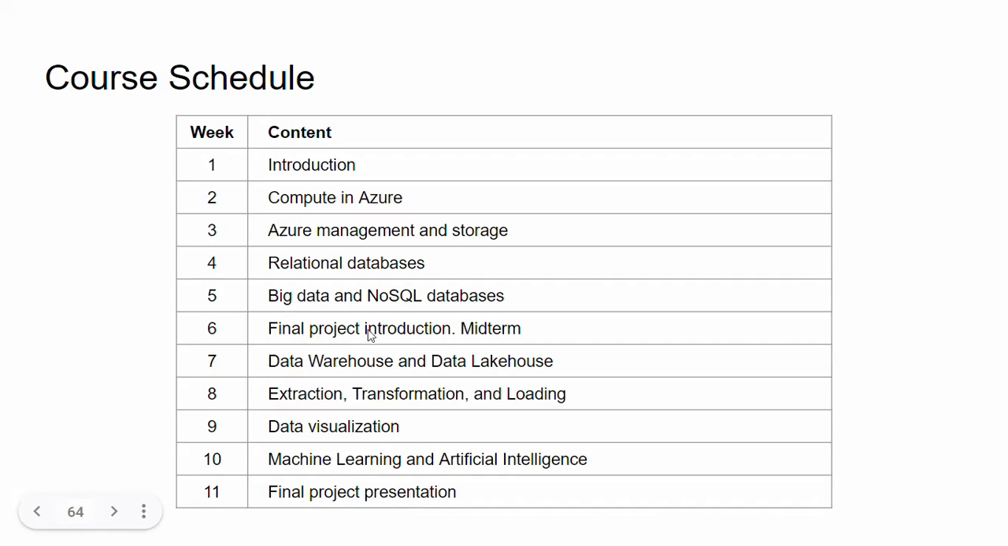We will introduce the final project in week 6 and have the final presentation at week 11. Between these two weeks, there are about 4 or 5 weeks when you will start working on the final project. Each week we introduce a new concept. You will implement that concept, that service, into your final project.